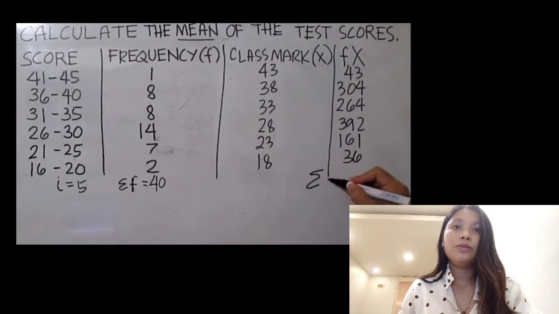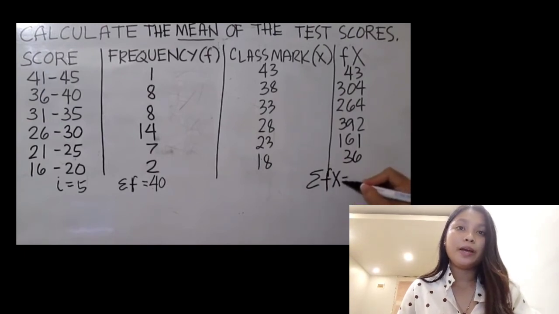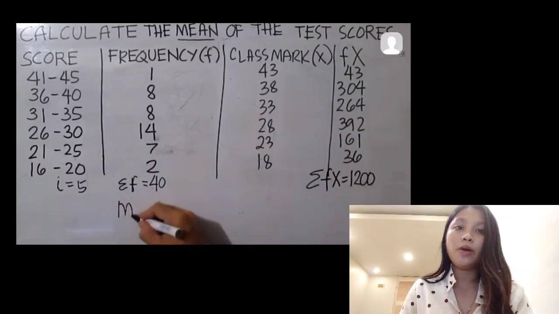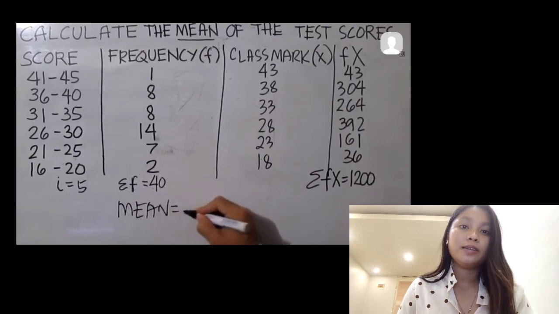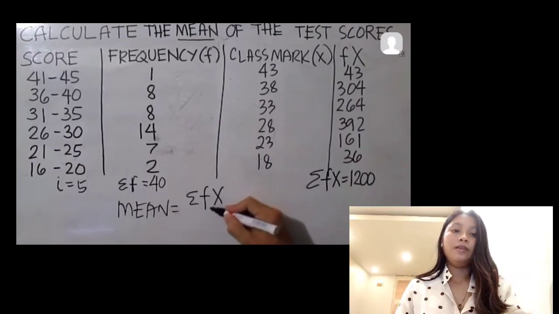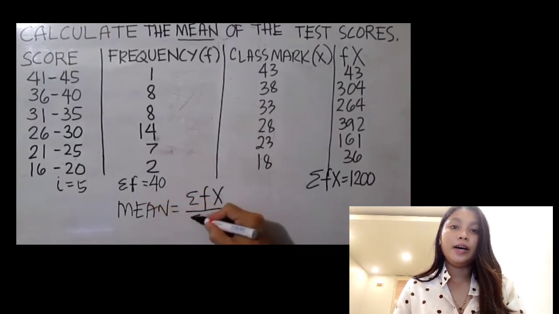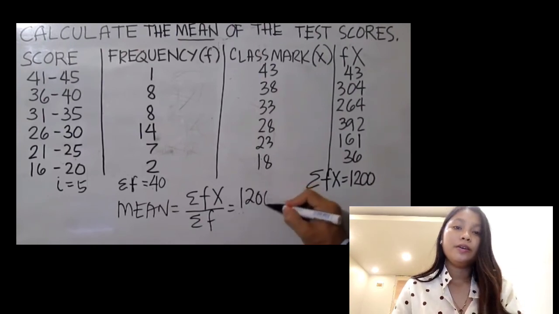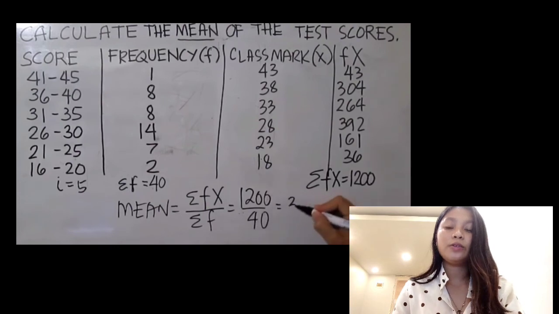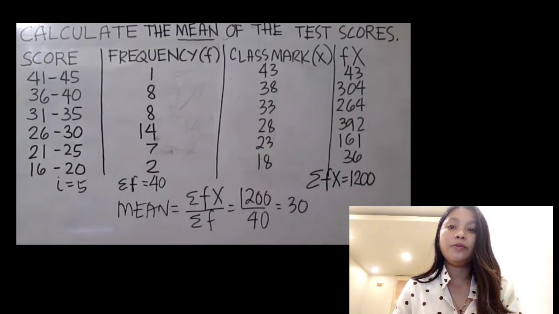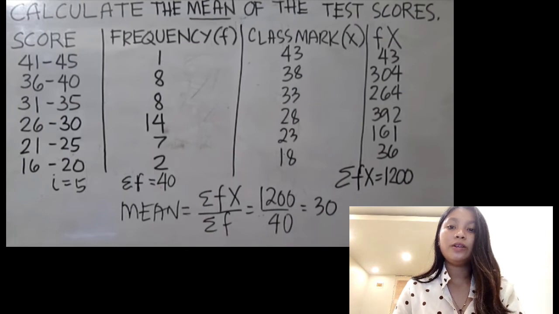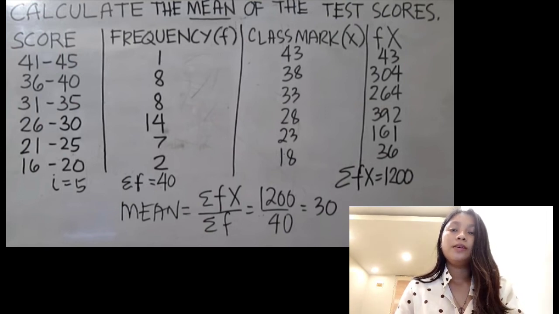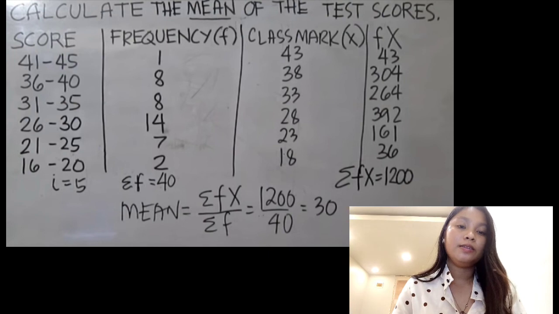Okay, so to get the mean, we need to add the f times x. So 43 plus 304 plus 264 plus 392 plus 161 plus 36. The sum of f times x is 1,200. Our mean is the sum of f times x over the sum of frequency. So 1,200 divided by the sum of frequency, which is 40, equals 30. So our mean is 30. That's how we get the mean in the grouped data.